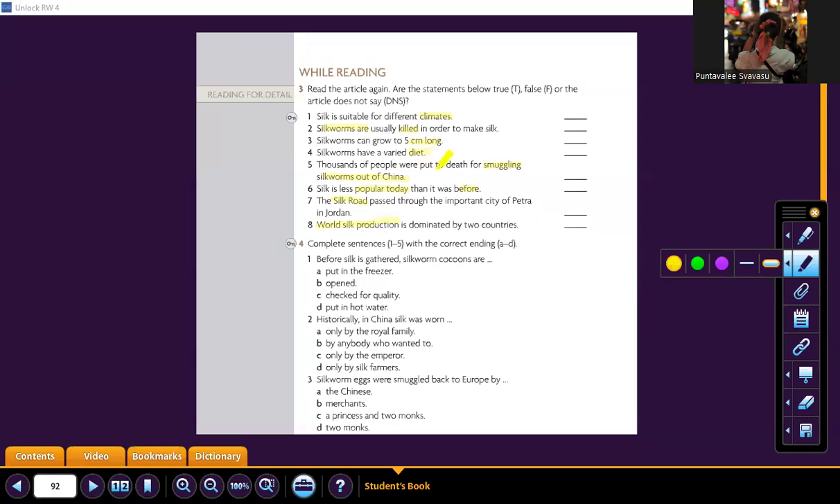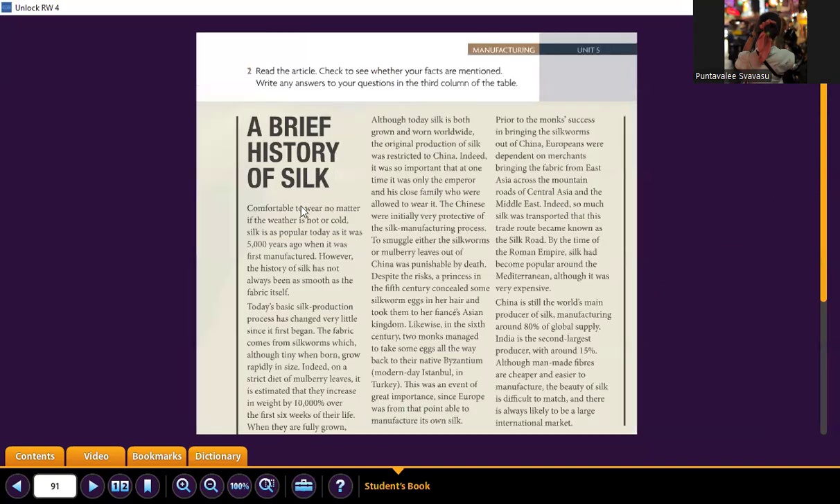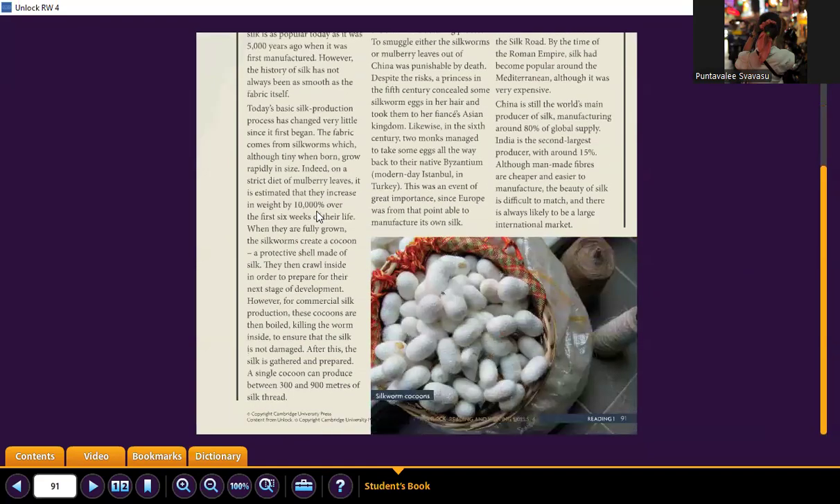Okay, let's continue. As you scan the text, we'll see where the information is that you should get. The first one here, number two, they talk about silkworm and then getting killed, right? It is right here: these cocoons are then boiled, killing the worm inside. So this is the keyword, killing the worm inside, which means that they die. So number two, the answer is true.